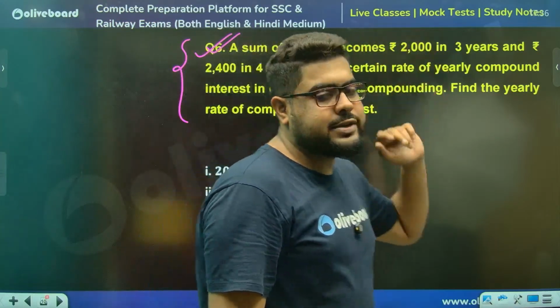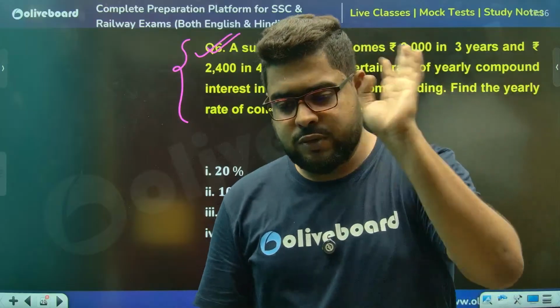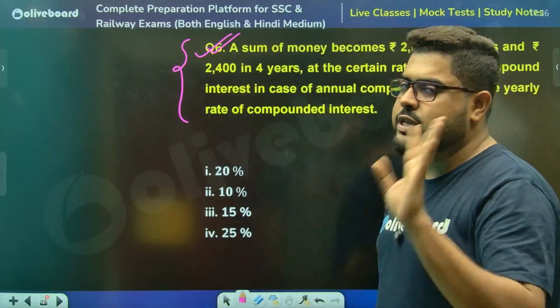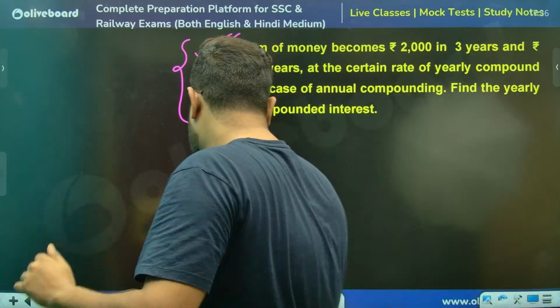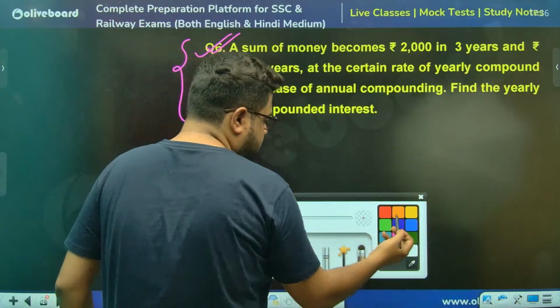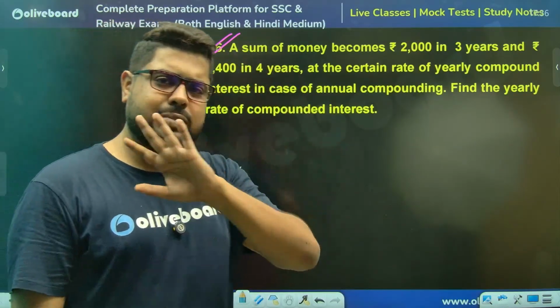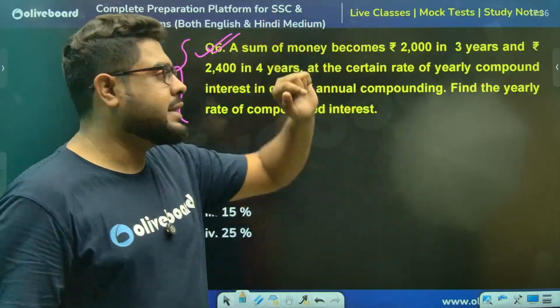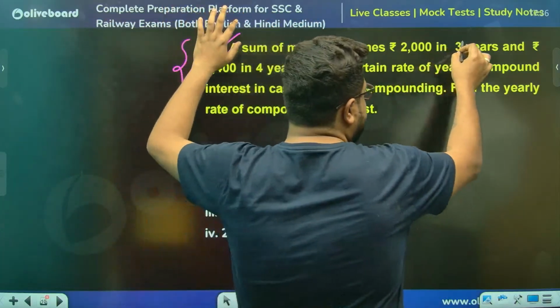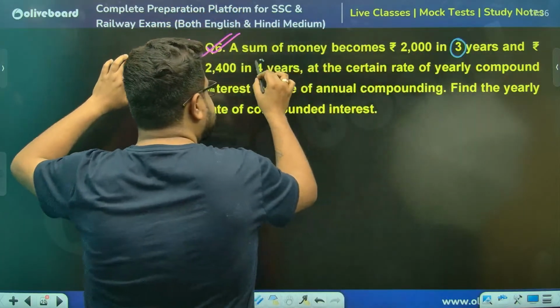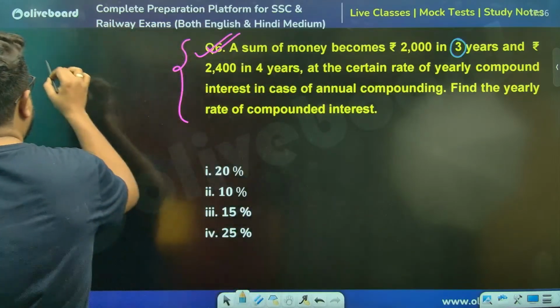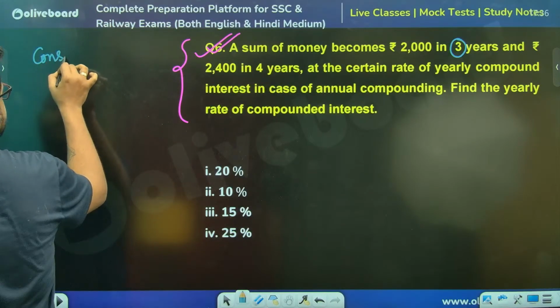In compound interest, if they give you two amounts, they can only give you two situations. What are the two situations? Understand. Either it will be this one, which is consecutive years, sir, consecutive years.